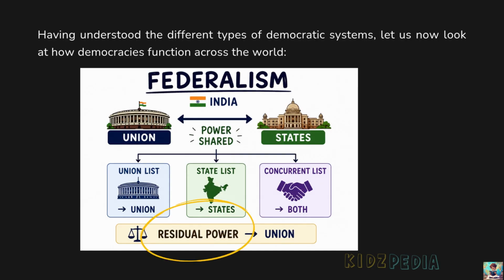And residual power means that if a subject is not included in any of these three lists, the power to deal with that subject belongs to the union government. So, federalism means sharing power and responsibilities between the union and state governments according to the constitution.